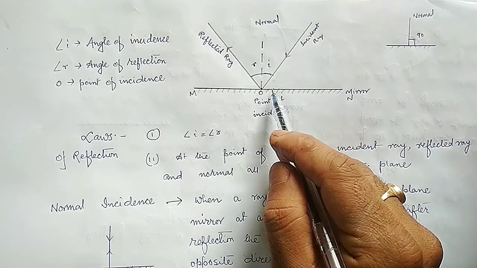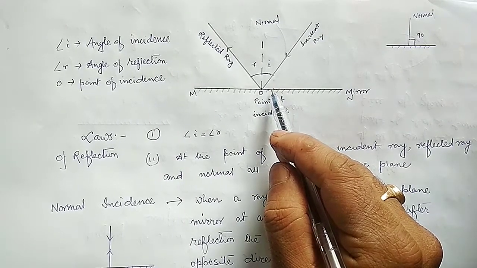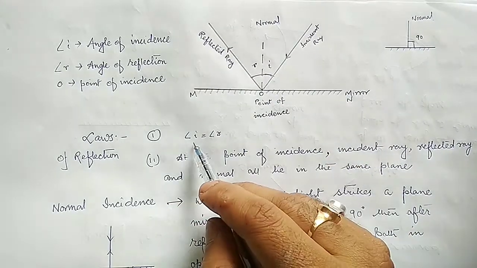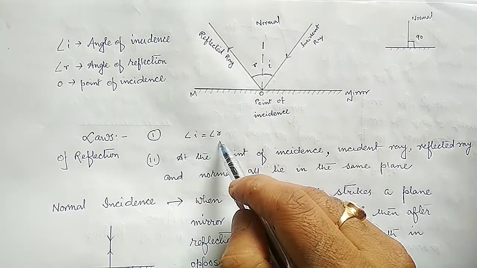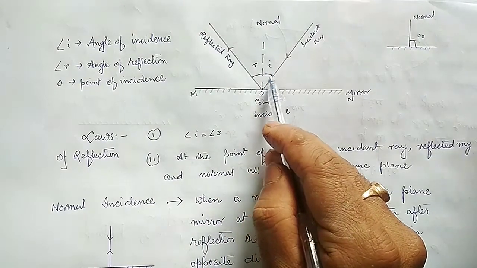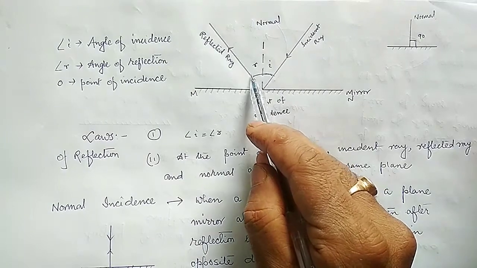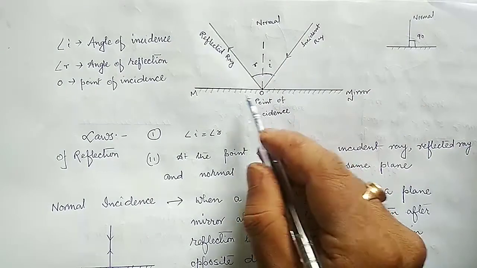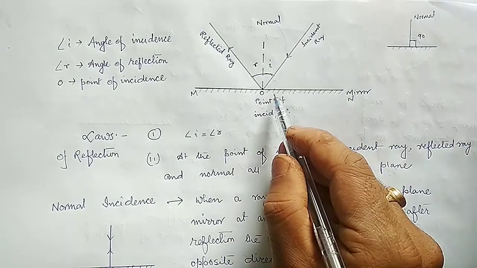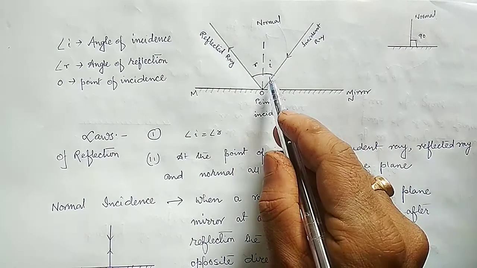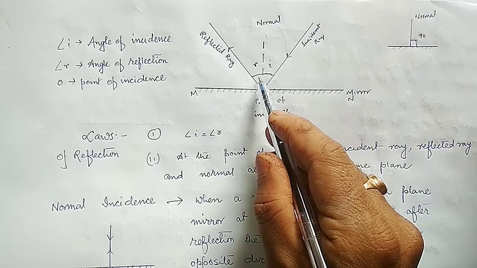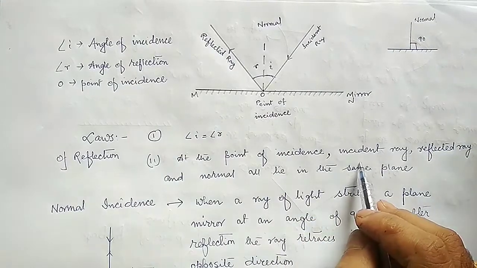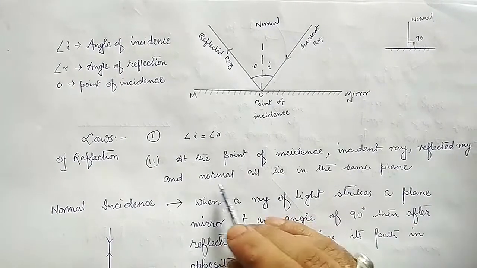Now whenever reflection takes place, it always follows two laws. Law number 1 is that the angle of incidence is always equal to the angle of reflection. Here you can see, suppose this angle is 30 degrees, this also will be 30 degrees. If it is 45, this also will be 45. Whether it is a smooth surface or a rough surface, in all cases the angle of incidence and angle of reflection will be the same.